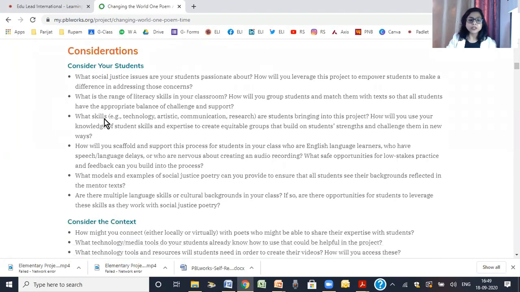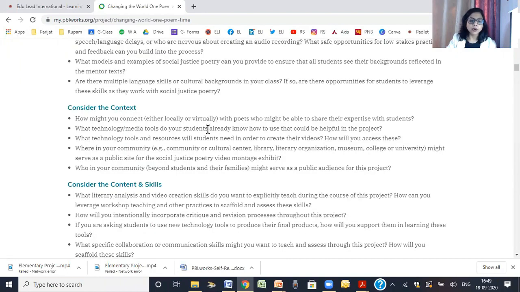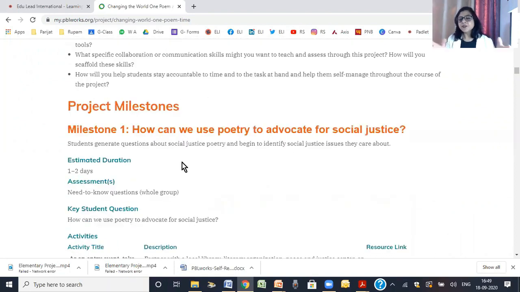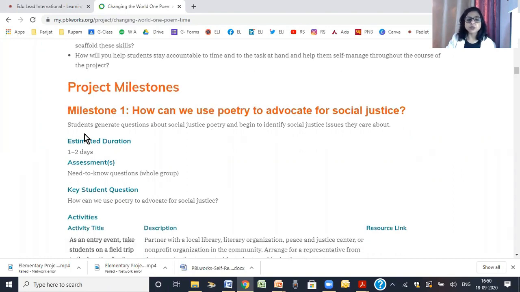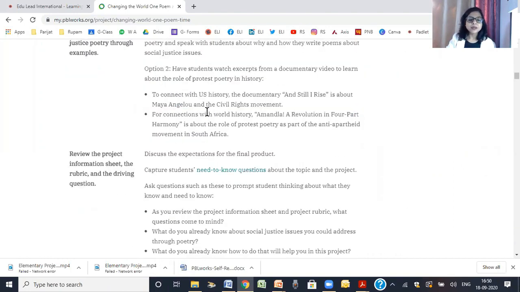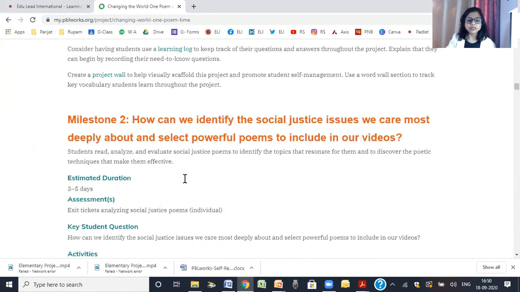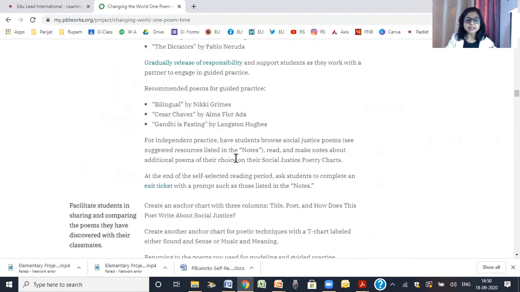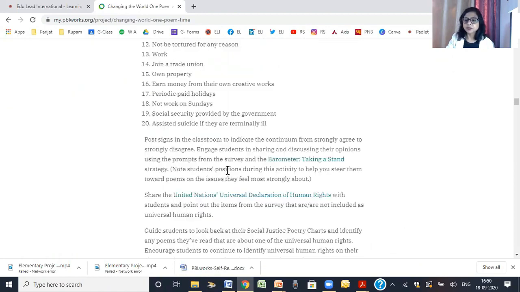What are the considerations? What will you consider about your students? What will you consider about the context? And what will you consider about the content and the skills? Right? And this one is far more detailed, in that it has the project milestones also. What's the first milestone? What's the second milestone? This is the most detailed project, in fact, which I could find, and so it is distributed in terms of milestones as well.